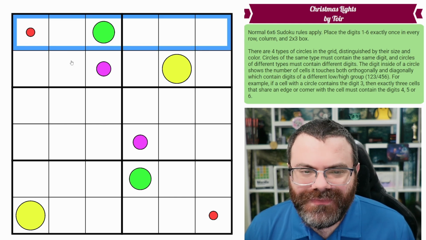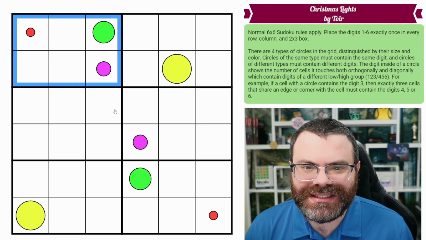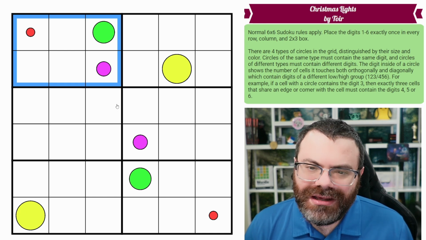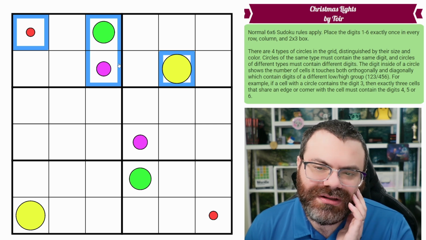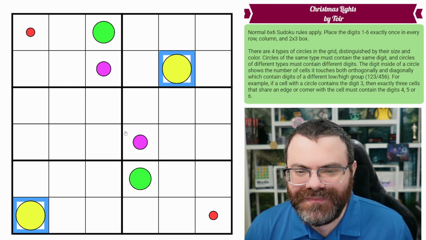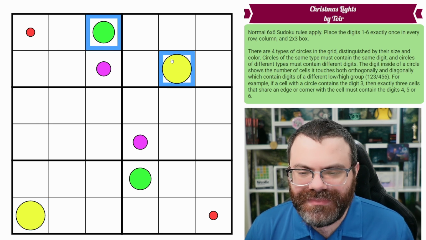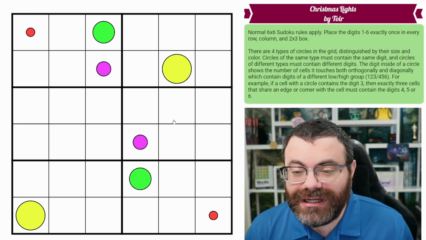So in every row, every column, and every 2x3 box, we are placing the digits 1 to 6, exactly once each. We also have these circles in the grid. There's 4 different types of circles, distinguished by their color and size. Circles that are the same type have the same digit in them, and circles that are of a different type have different digits in them.